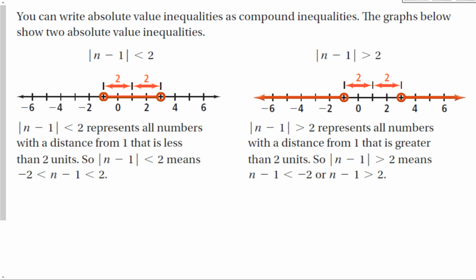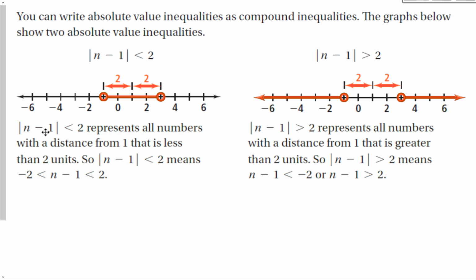Okay? And we can write absolute value inequalities as compound inequalities. The graphs below show two absolute value inequalities. So the absolute value of n minus 1, the distance from 0, is less than 2. So absolute value n minus 1 represents all numbers with a distance from 1 that is less than 2 units.